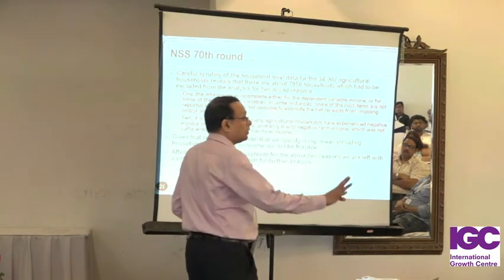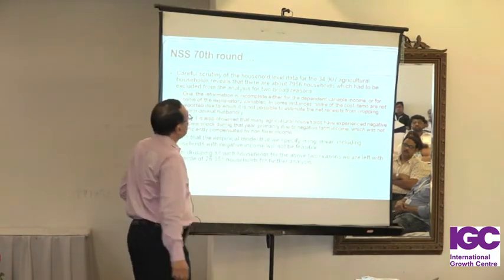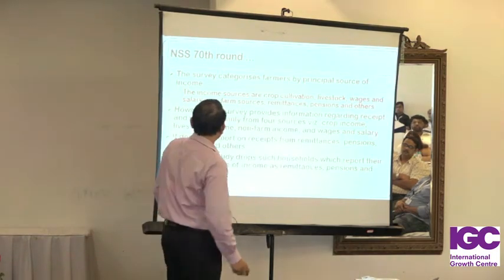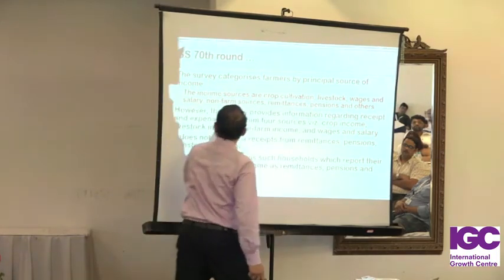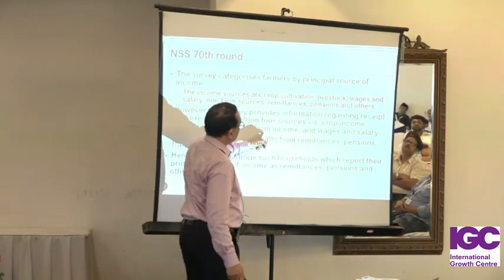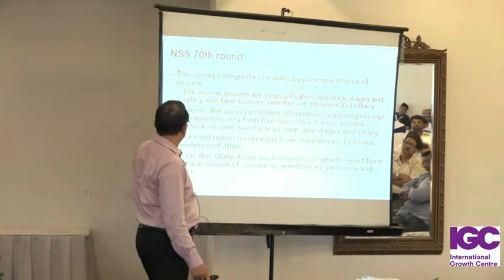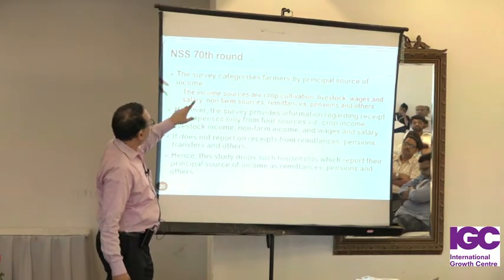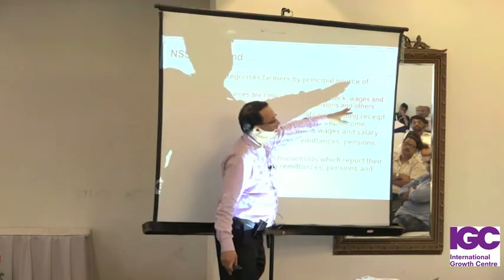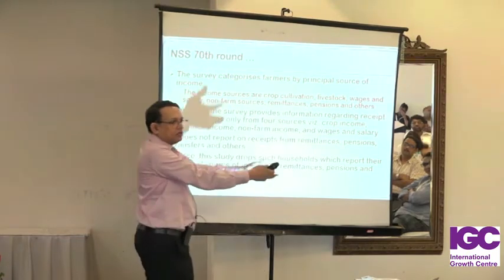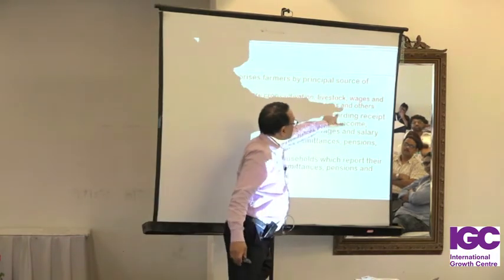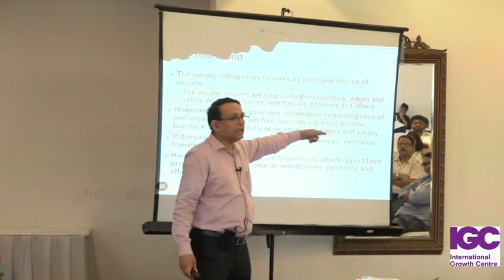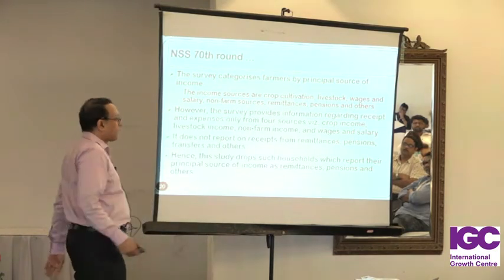Non-farm we don't drop. It's only the remittance, pension, and others. Remember, these are the categories: crop income, livestock income, non-farm income, wages and salary. And apart from that, they have remittance, pension, and transfers. There is always a residual category. So if any household had declared these three as the principal source of income, they were dropped out.